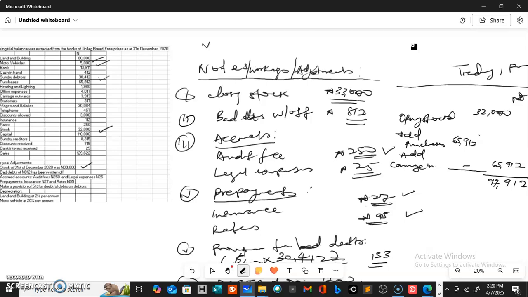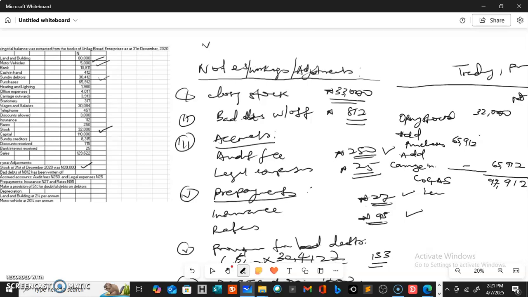Do we have return inwards? If you have return inwards, we're going to deduct that from the sales. But if you have return outwards, we're going to deduct that from the purchases and carriage inwards. So in this question, we don't have return inwards and return outwards. So let's just go ahead and say less. This is going to be our cost of goods available for sale.